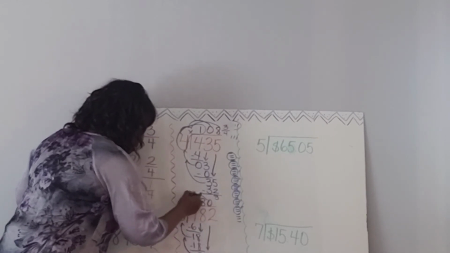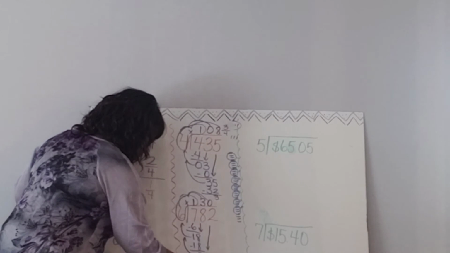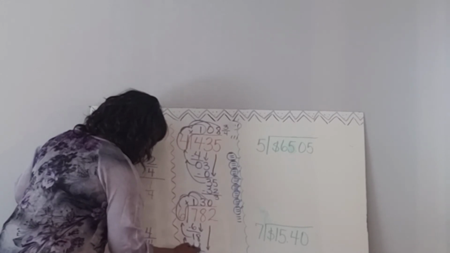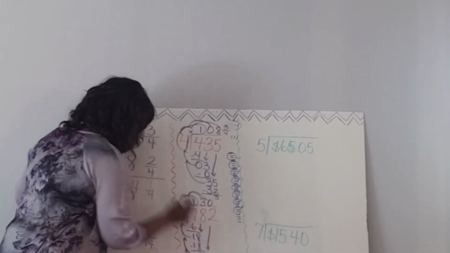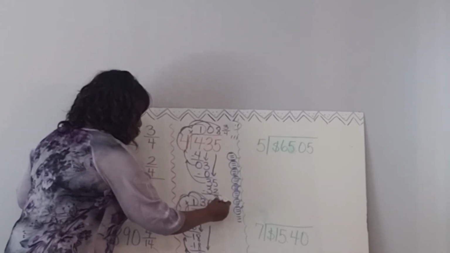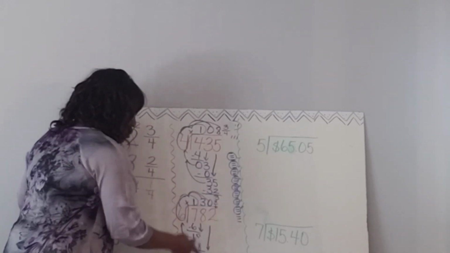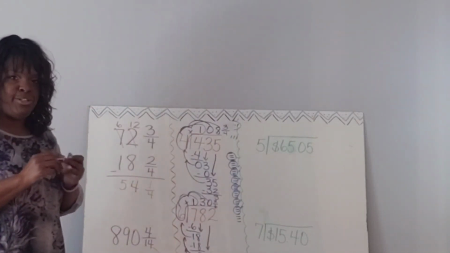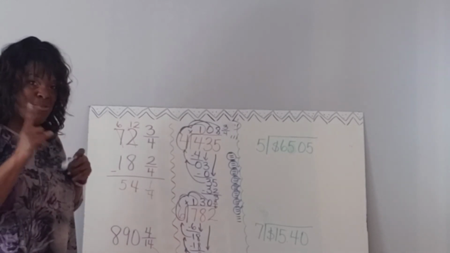0, multiply, 0 times 6 is 0, subtract, that is 2, and then compare, it is less, nothing left to bring down, so 2 is my remainder, but it becomes my fraction. My 2 goes on the top, and my 6 goes on the bottom. 130 2/6. Hopefully you got that.